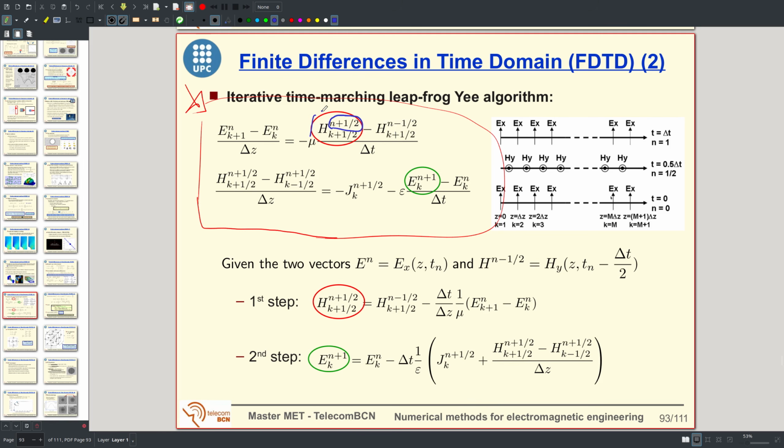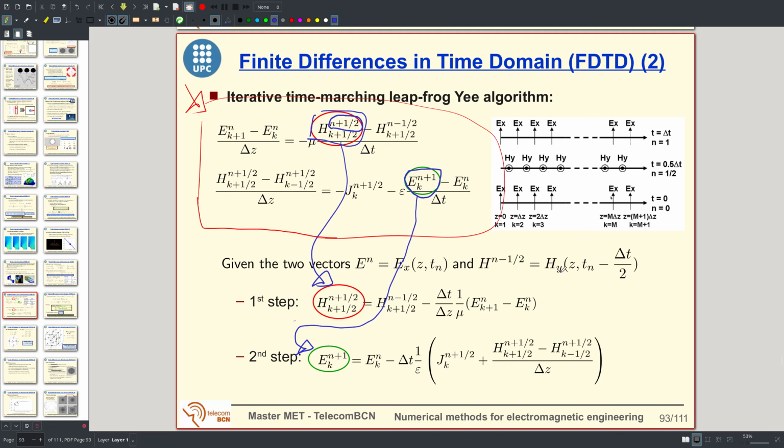So we isolate this term here, and we get this equation, which is just the same equation isolating the magnetic field at time n plus 1/2. We do the same thing for the second equation. In the second equation, the latest term is the electric field at time n plus 1. All the other terms are at time n plus 1/2 or n. So we isolate this electric field at the latest time n plus 1 and get this equation, which is just the second equation with an isolated electric field at the latest time.